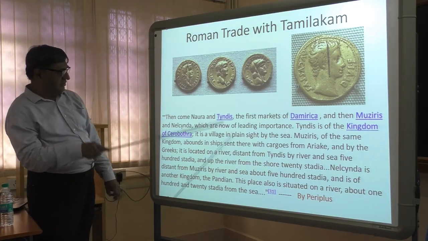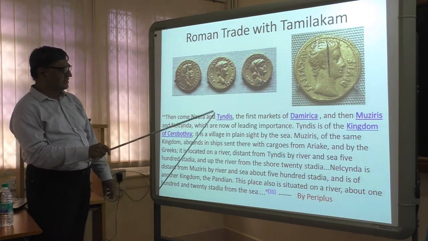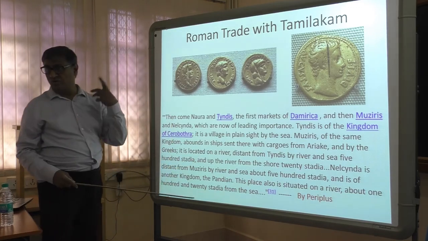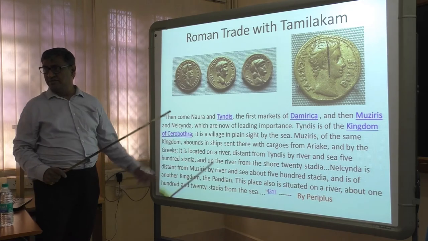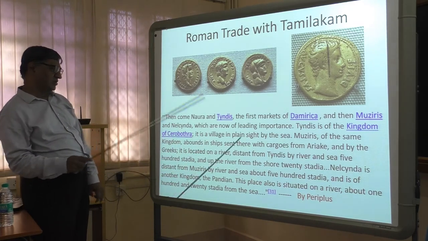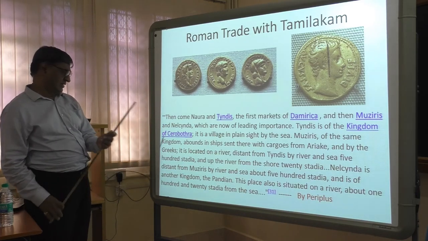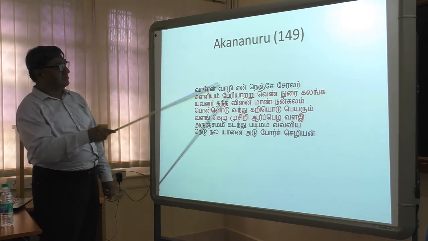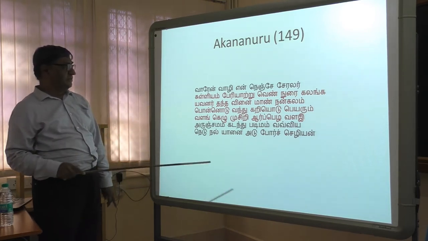This is what is taken from the Periplus. Then came Nora and Tondi, and then Damirika is Abhidhara. Muziris is Musiri, Kodungallur. Like that, many places, then the kingdom of Cheraputtam. So he talks in detail about all of these places, what is available where and so on. This is a text from the Akananuru about the port of Musiri.